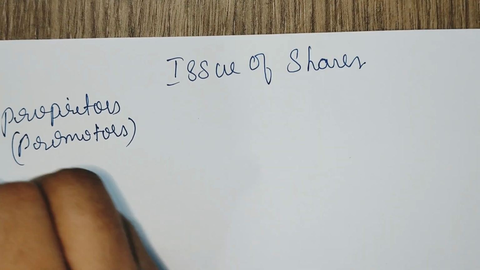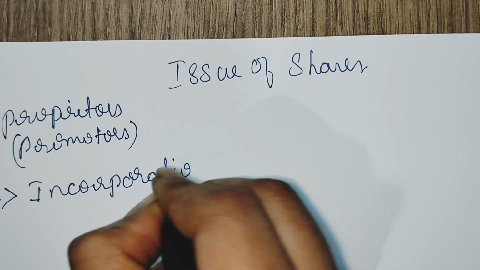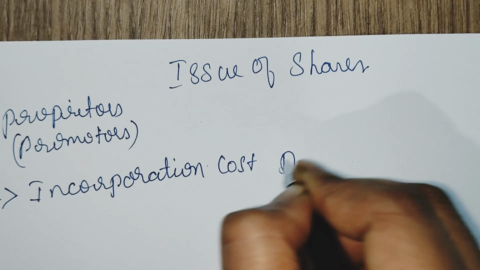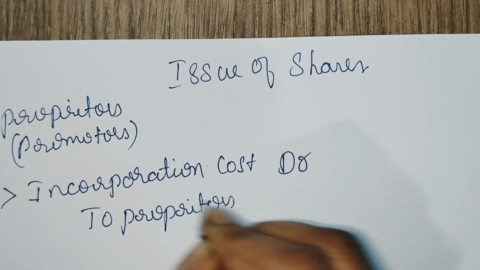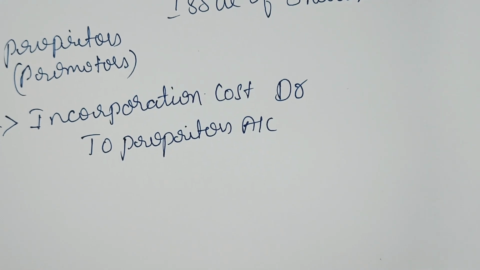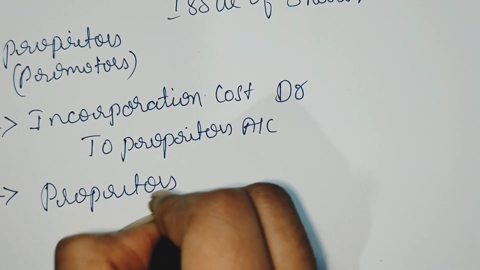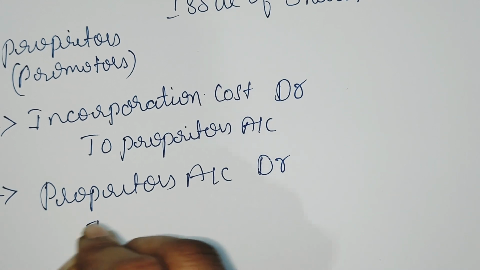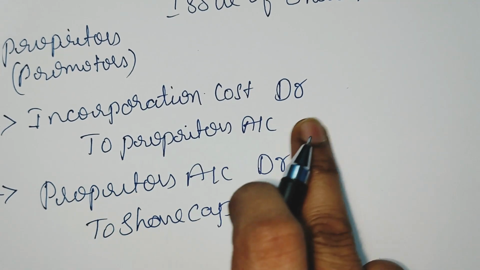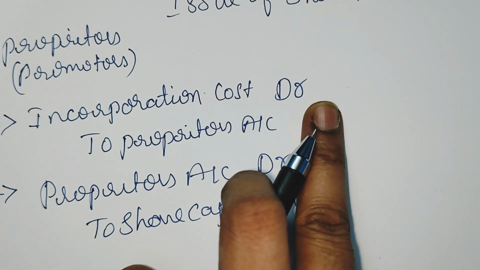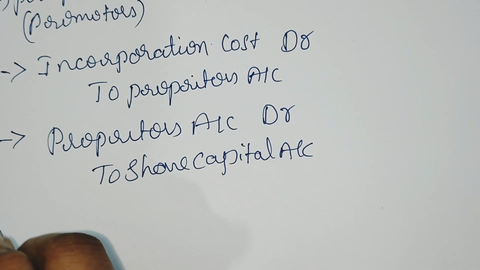then the entry is incorporation cost account debtor to proprietor's account. Then the second entry is proprietor's account debtor to share capital account. If you cancel the proprietor account debit and credit, then the entry remaining is incorporation cost account debtor to share capital account.